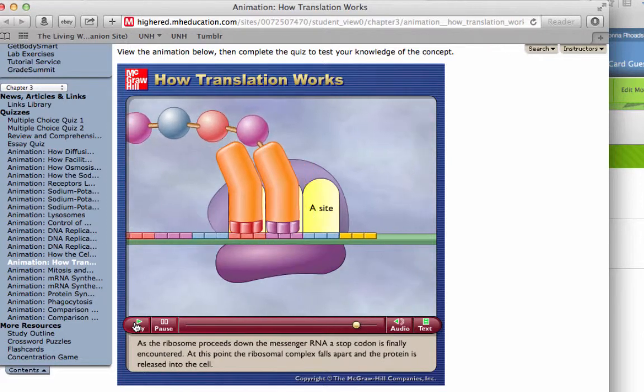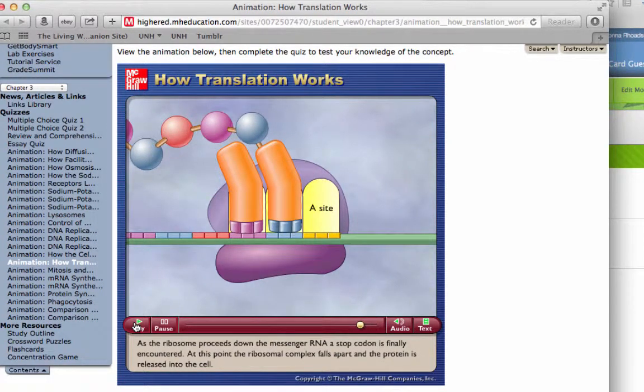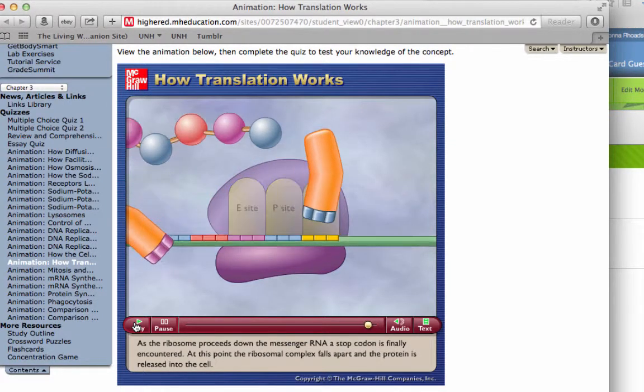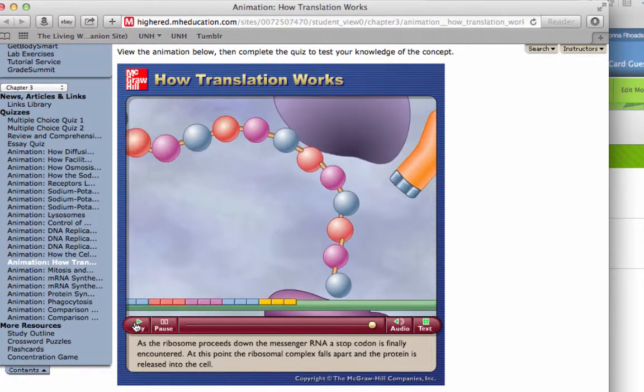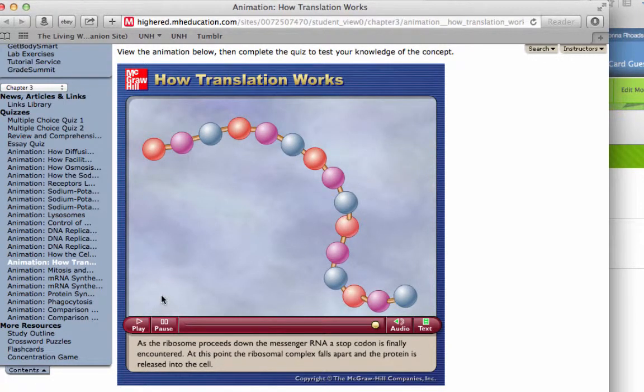As the ribosome proceeds down the messenger RNA, a stop codon is finally encountered. At this point, the ribosomal complex falls apart and the protein is released into the cell. How many stop codons are there? 3, right. If this is a prokaryote, the next thing that'll happen is this will spontaneously fold into all the levels of protein folding that you remember. This is the primary structure. The secondary structure is alpha helix or beta pleated sheet, and then there's tertiary and quaternary if necessary.